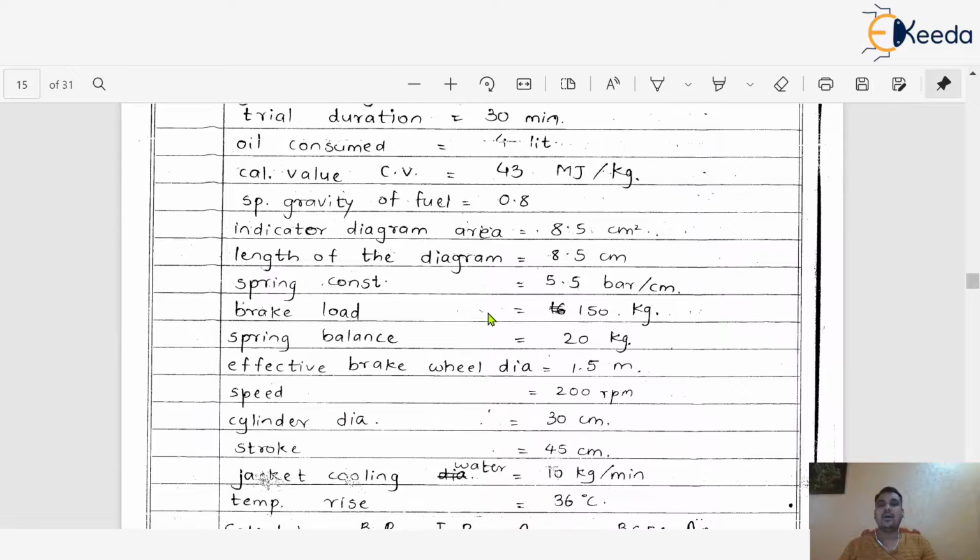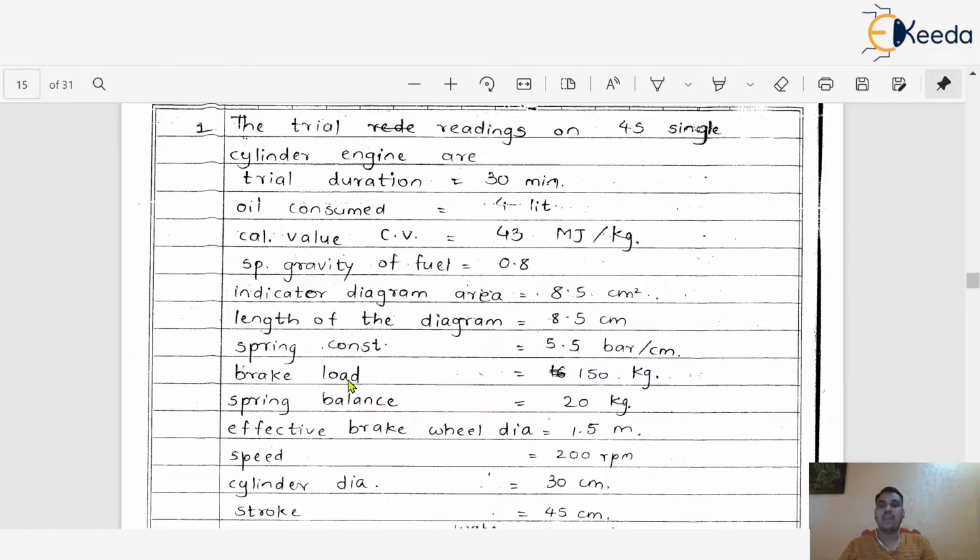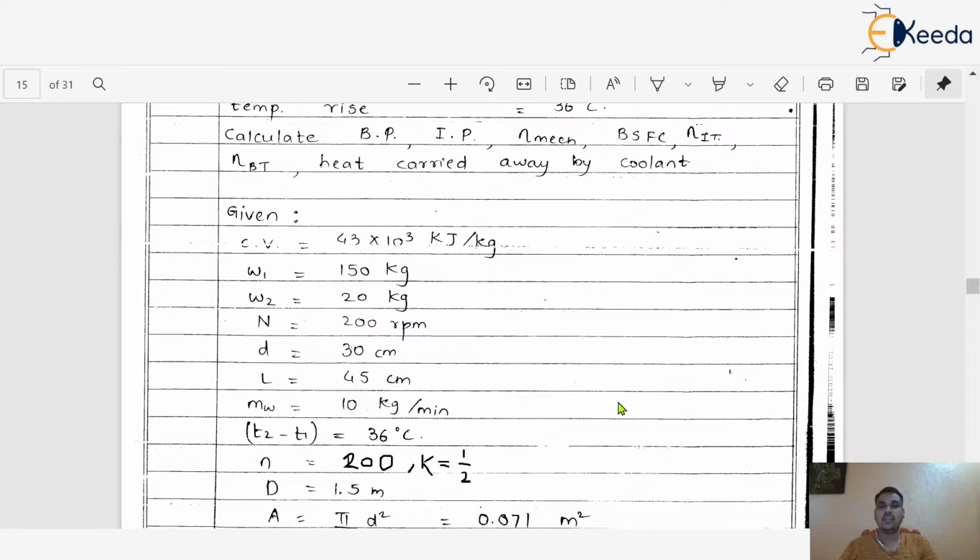Then the loads are given in the problem. Two types of loads are given. One is a brake load, that is equal to 150 kg, and another one is a spring balance load, that is equal to 20 kg. The units are very essential, and with the help of the units we can understand that these are the loads given in this particular engine trial. So let us consider W1, that is load 1, W1 is equal to 150 kg, and another load, W2, is given in the problem, that is 20 kg.